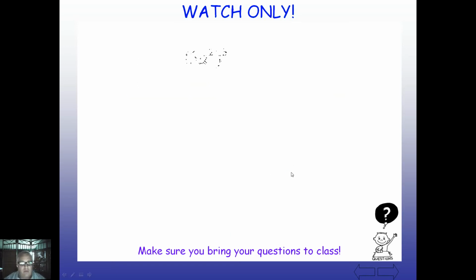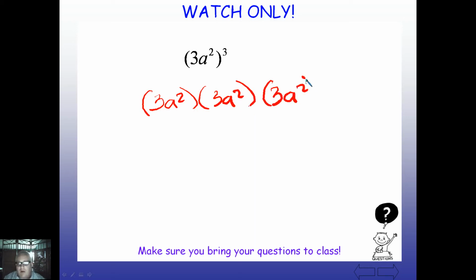All right, let's try another one. How about this? 3a squared, and the whole quantity there is going to be cubed. So what does that really mean when you have that cubic exponent there? Well, here's what it means. It really means 3a squared times 3a squared, and again 3a squared. And we know that 3 times 3 times 3 is what? What do you say? That's right, it's 27, and we have 2 a's here, 2 a's here, 2 a's here for a total of a to the 6th.